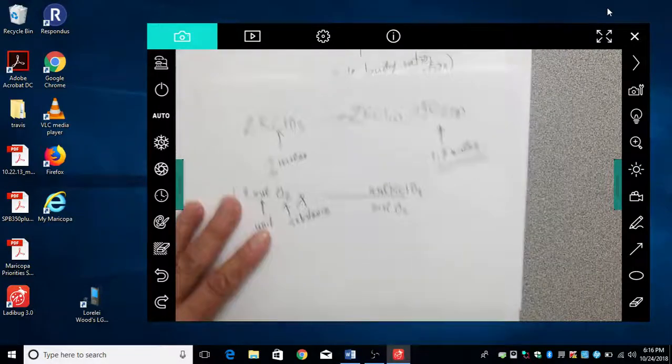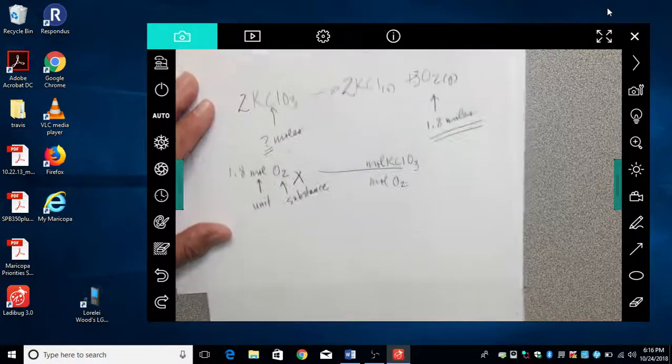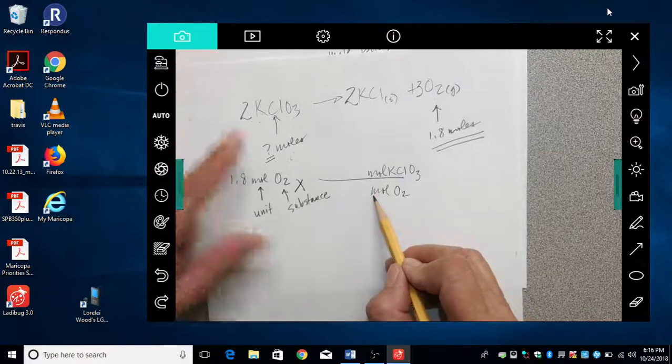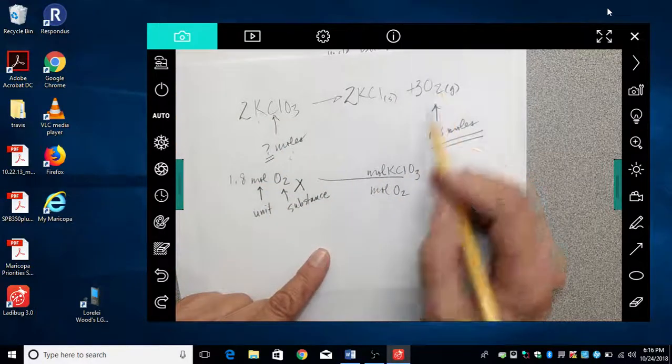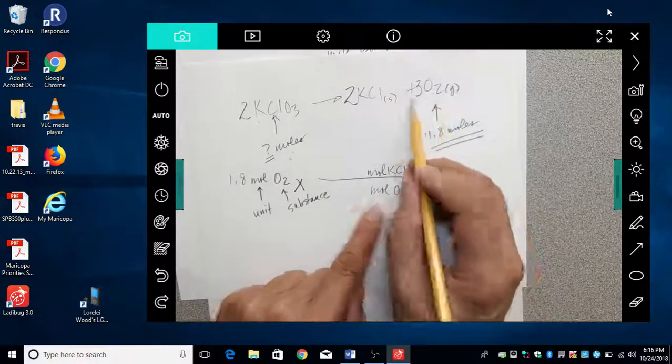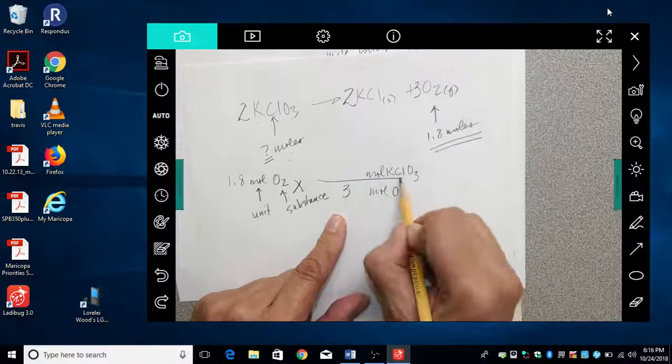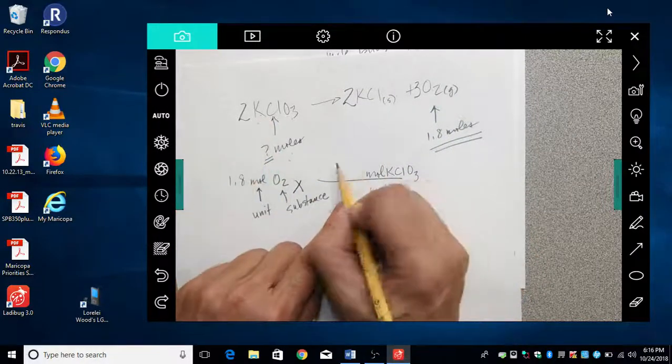Now that's the hard part in setting up this particular equation. And now I have to get the coefficients from the balanced chemical equation. Turns out the coefficient in front of O2 is 3, so I put the 3 there. The coefficient in front of KClO3 is 2.